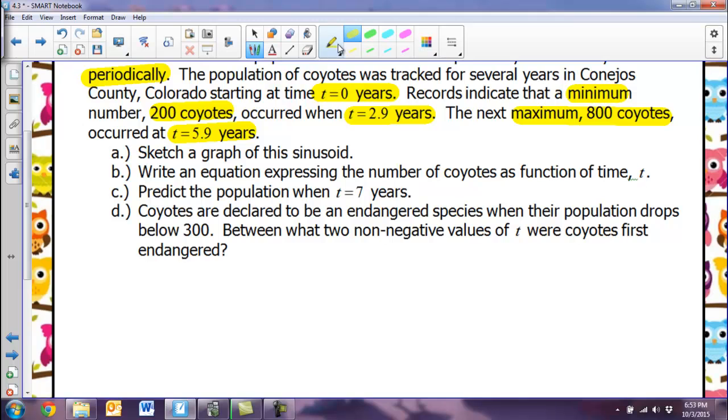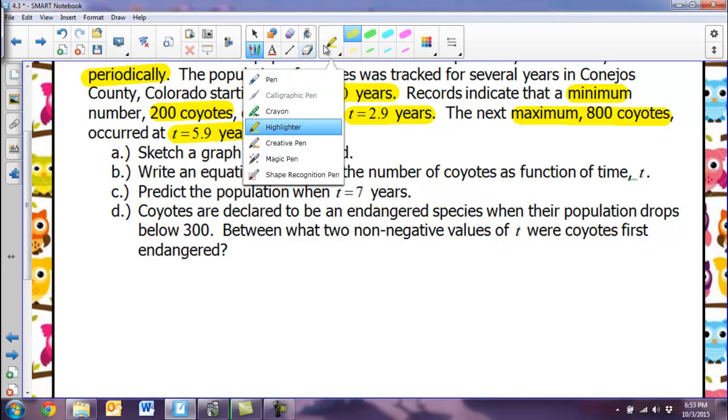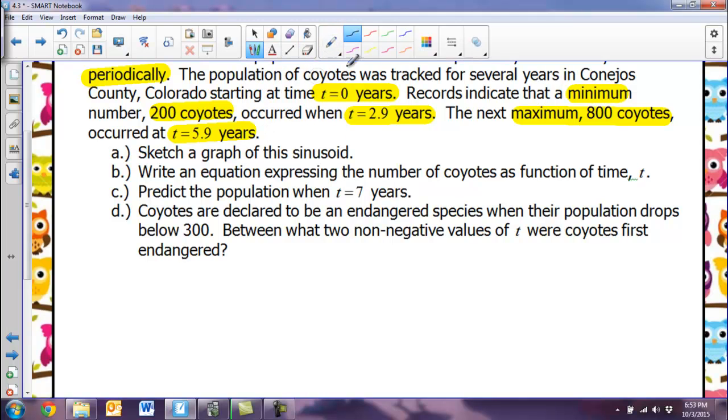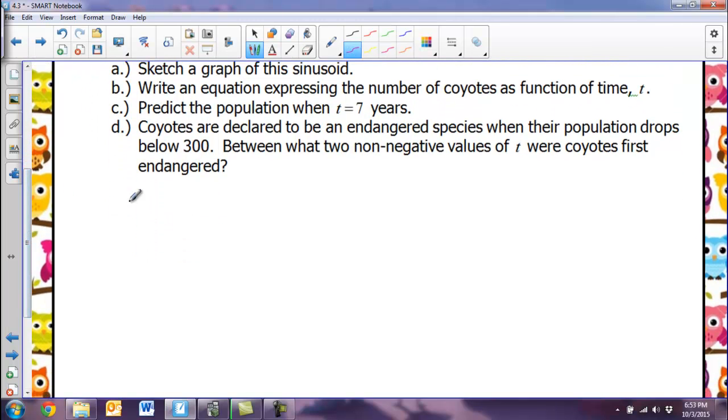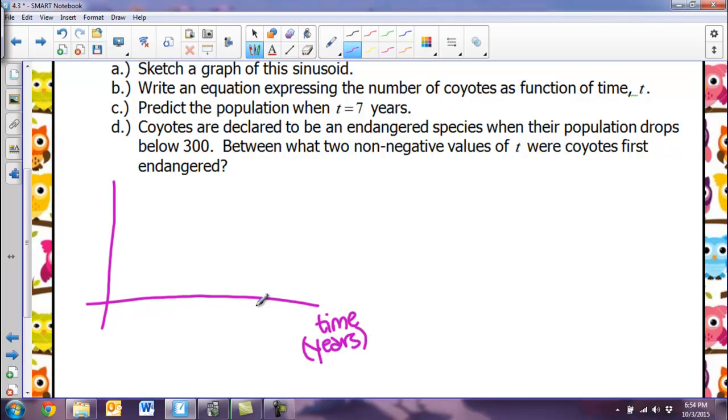Now you should always try to sketch a graph of your sinusoid, because it gets confusing if all you're trying to do is write an equation and you don't have a picture to look at. So always try to figure out what your picture looks like. I'm going to use all the information they gave me in the beginning to make a graph. Time is usually going to be on your x-axis. So my time is years, and that means my y-axis is going to be the population, or the number of coyotes.